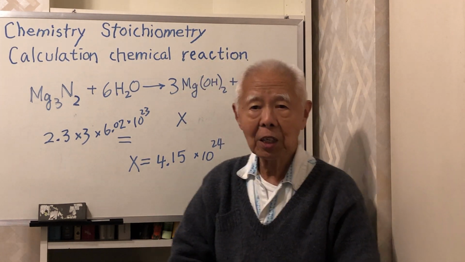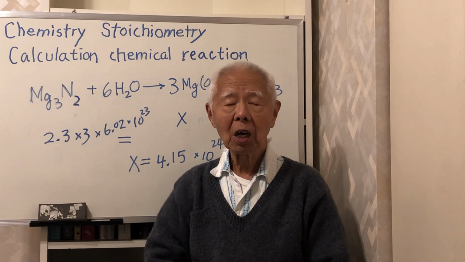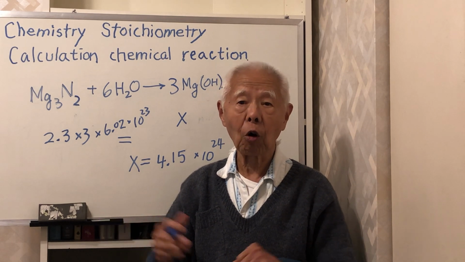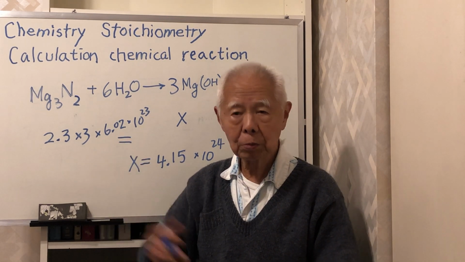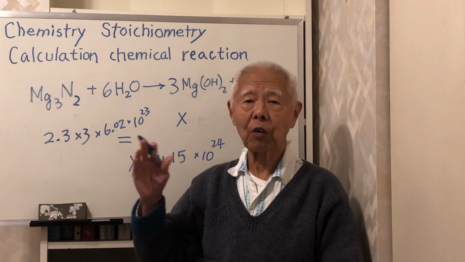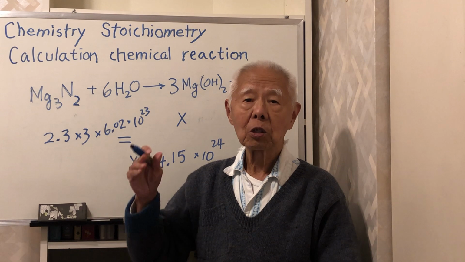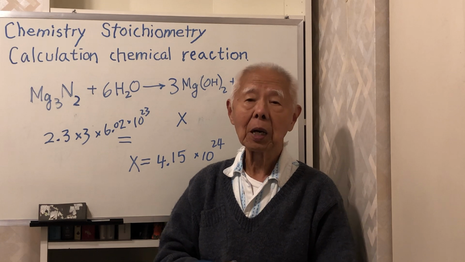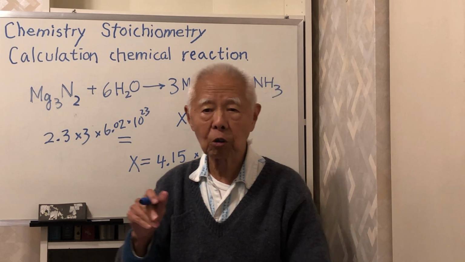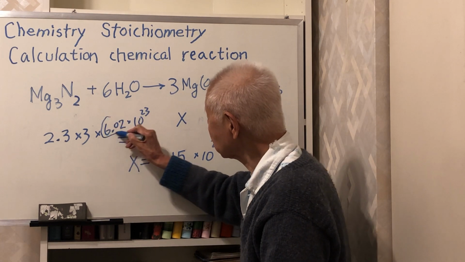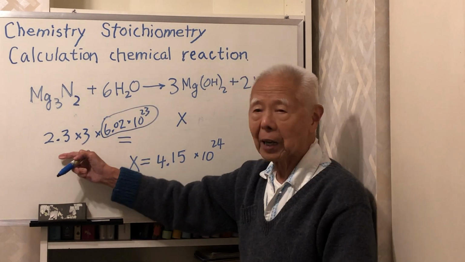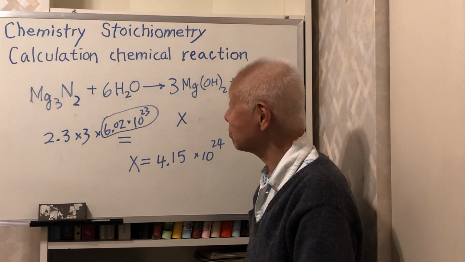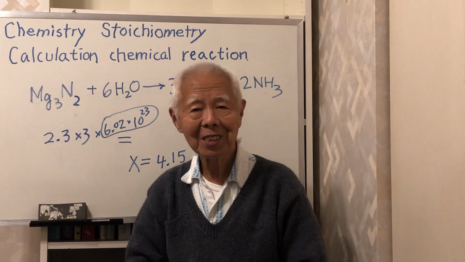So today I have shown you how to do some calculations in chemical reactions, but this is only for moles. Everything is in mole, but sometimes suppose we want to find number of molecules, then we find the moles first and then convert it to number of molecules by multiplying the number of moles by this factor. Okay?